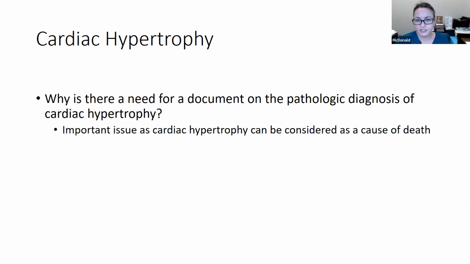So why is it important to document cardiac hypertrophy? It's very important as it can be a cause of death, and it can also be associated with a lot of familial diseases, and so we have to document it appropriately so that it can be worked up appropriately.